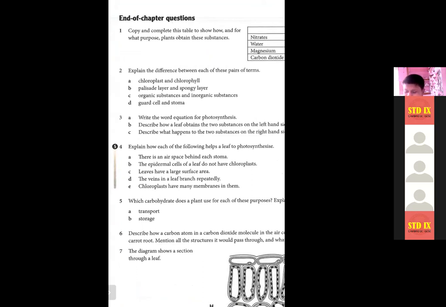It brings water from the soil to the leaf cells. The more the veins branch repeatedly, the more water they can carry, so that each and every cell of the leaf can get water and minerals, like nitrate ions and magnesium. So you just write water and mineral ions.